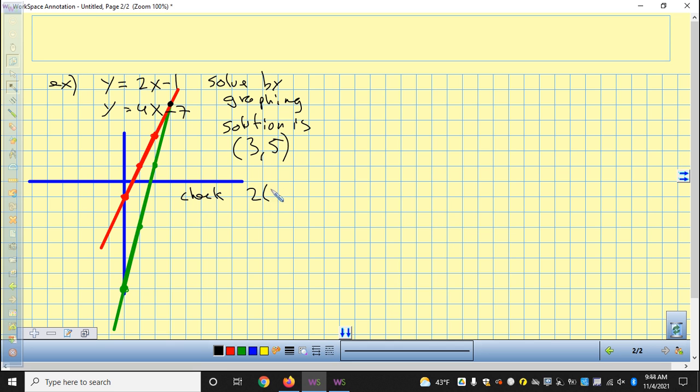So 2 times 3 minus 1 is 6 minus 1, which is 5. That's what we're supposed to get when we plug in x. And for the second equation, 4 times 3 minus 7 is 12 minus 7, which is 5.